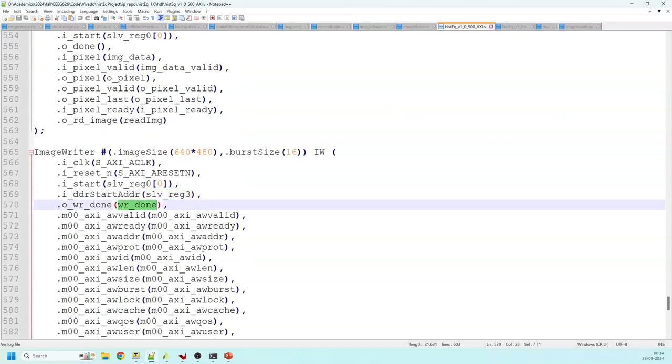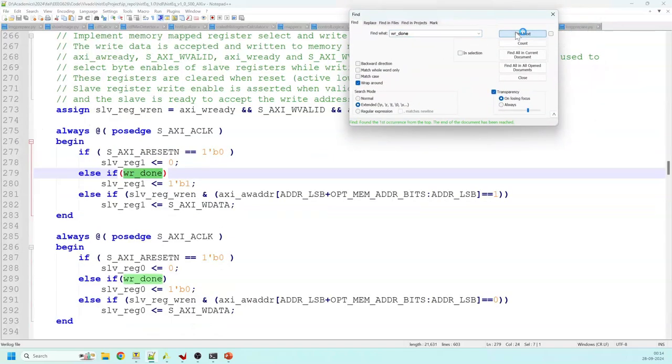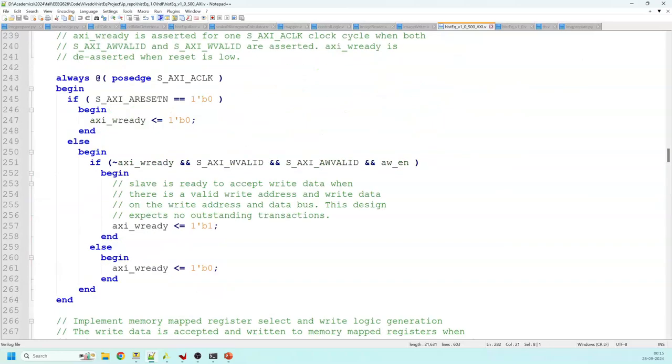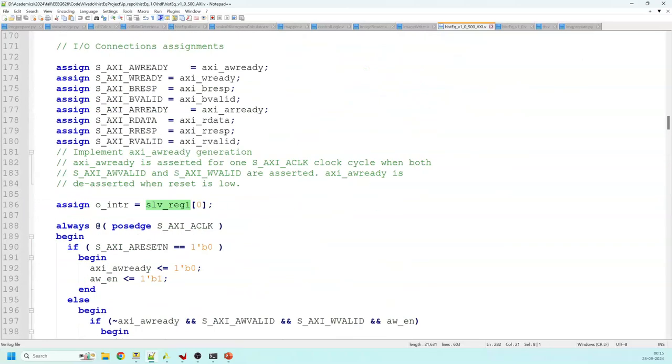In addition to this, this write done is also connected to the interrupt. It's not directly connected. Slave reg 1 bit 0, which will be asserted when write done is high, is connected to the interrupt output. So our IP will also generate an interrupt once it finishes the image processing operation.